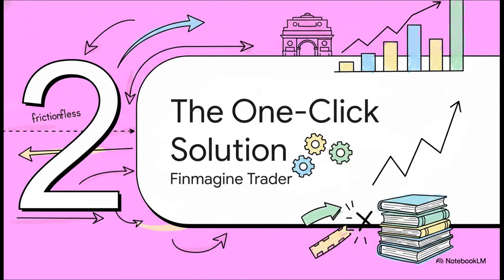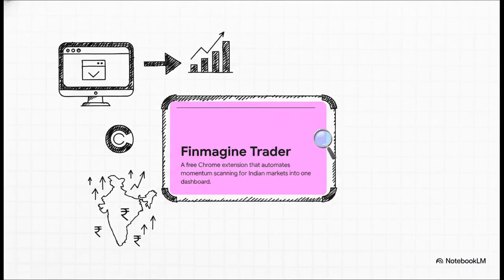And that's really the core idea behind this tool. It isn't just about being fast, it's about removing all the friction that leads to that inconsistency. It's designed to make your daily process so simple that you never have an excuse to skip it again. So just to be crystal clear, Finmagine Trader is a free Chrome extension. It's not a website you have to log into or some subscription you've got to pay for. It just lives right there in your browser's toolbar and gives you a complete automated momentum dashboard whenever you need it, built specifically for the Indian market.